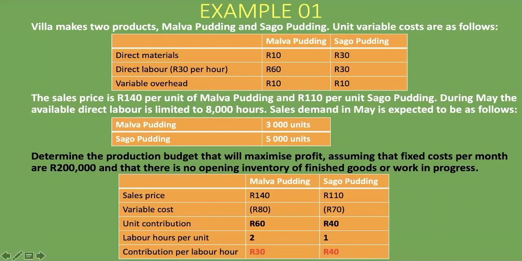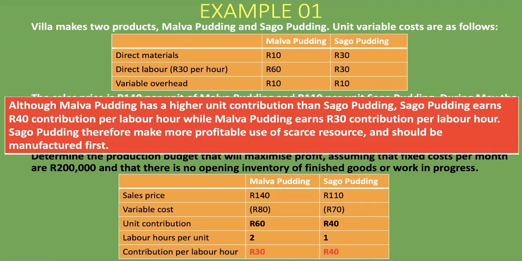Well, here's a note for you. Although Malva pudding has a higher unit contribution than Sago pudding, Sago pudding earns 40 Rand contribution per labor hour, while Malva pudding earns 30 Rand contribution per labor hour. Sago pudding, therefore, makes more profitable use of scarce resource and should be manufactured first.